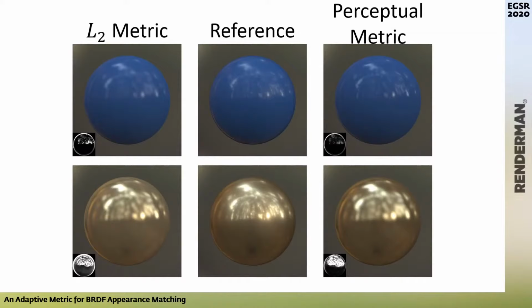Here are two more examples of a reference material with an L2 appearance match versus using a perceptual metric, CSSIM in this case. As we can clearly see, the perceptual matches are better. In the case of blue acrylic on the top, the perceptual match is considerably sharper. In the case of gold metallic paint, shown below, the difference is actually more in the diffuse color, best seen around the outside of the sphere and in the lower half away from the specular highlights. I hope this has convinced you that using a perceptual metric has its advantages.